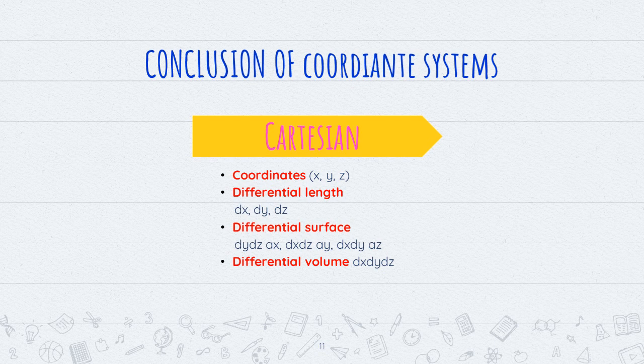Now, the second one is differential surface. The differential surface formula is given by, there are three differential surfaces. One is along the ax direction, second along the ay direction, and third along the az direction. Therefore, the three formulas are dy dz into ax vector, dx dz into ay vector, and dx dy into az vector. And the last one is differential volume. The differential volume is nothing but the combination of all three sides, that is dx, dy and dz. So that is about the Cartesian coordinate system.